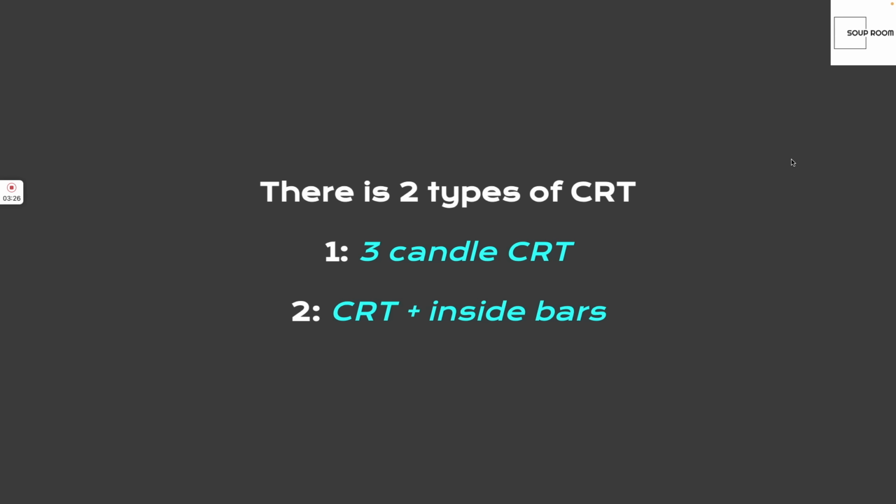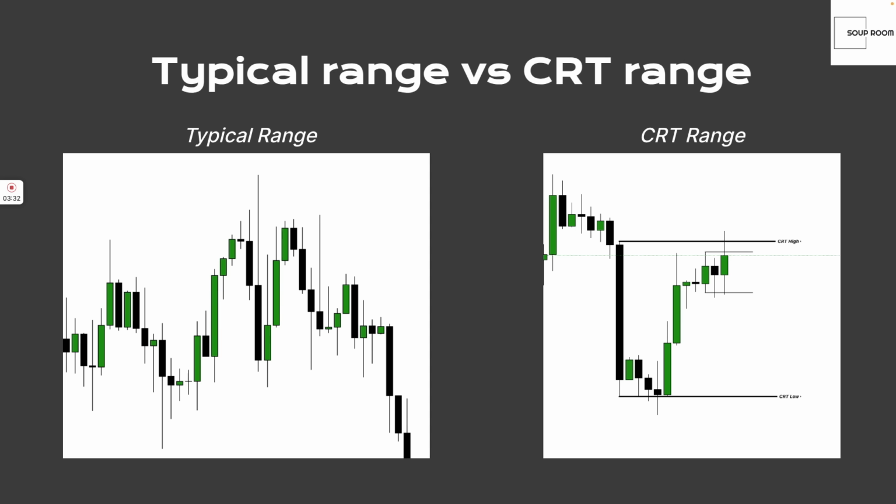There's two types of CRT, the 3 candle CRT and the CRT plus inside bar. So, a lot of you guys may be confused. What is a CRT range and what is a typical range? So a CRT should be very, very obvious. It should not be hard to spot.